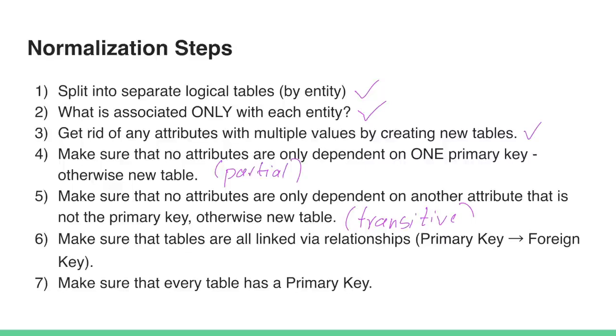Make sure that all tables are linked via relationships. Every table does not need to be linked to every other table, but it needs to be linked to at least one other table by a primary key, foreign key relationship, because ultimately they are all in the same database, and we need to be able to access values in other tables through whichever one table we are starting with. And finally, you need to make sure that every table has a primary key.